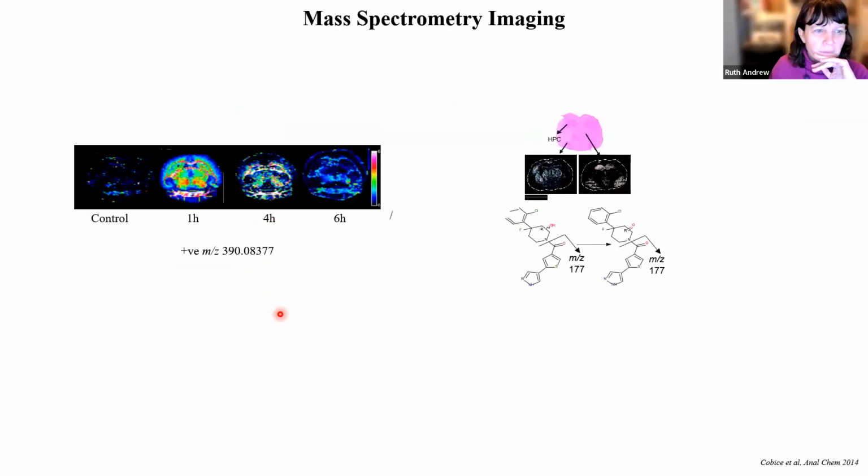This is one of our early examples from one of my students, David Kabichi, who looked at a drug that we were interested in because we thought it affected glucocorticoid action in the brain. We're working along with our drug development chemists here. This is a mouse brain, sections across the mouse brain. Here's the control, and then this is 1 hour, 4 hours, 6 hours after you've given the drug. There are 3 separate mice. You can see by the heat maps that this particular ion that we're picking up, which is the drug, is changing in abundance, which you can relatively quantify. You can also see exactly where in the brain it is.